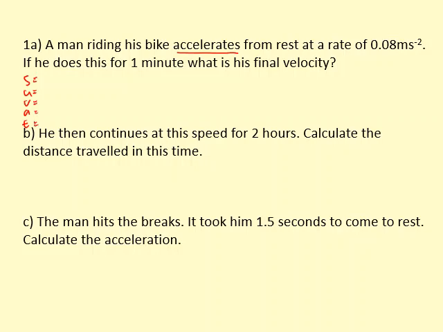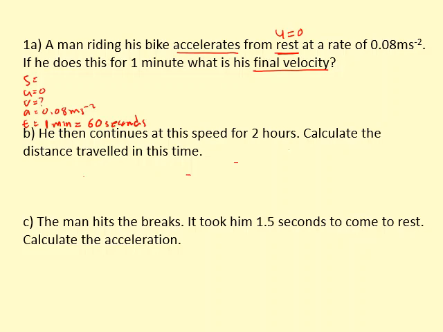So his acceleration, it says, is 0.08 meters per second squared. We've got his time, 1 minute, but that's not the right unit, so we're going to turn that into seconds. And then we have another piece of information which is not clear to see. It says start from rest. That means his initial velocity is 0, and it's asking for his final velocity. That's what we want to find.